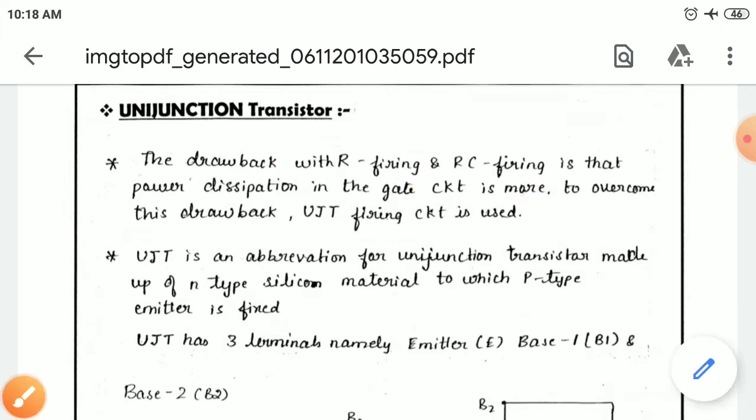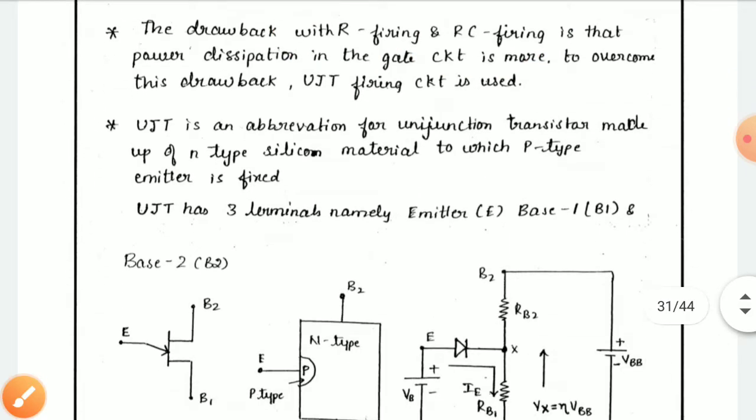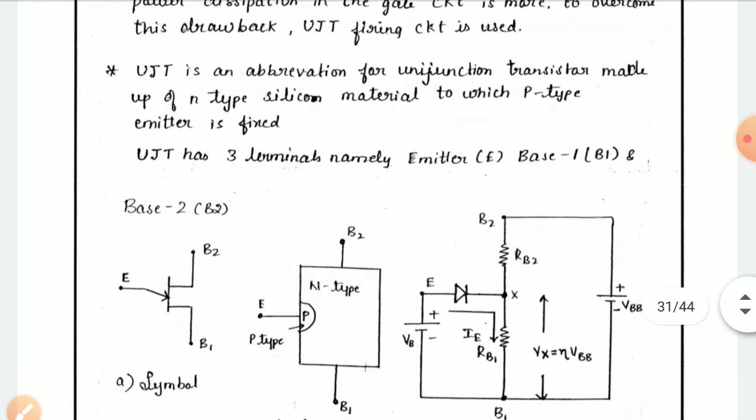UJT is an abbreviation for the unijunction transistor, which is made up of N type silicon material with a P type emitter which is fixed. So UJT has three terminals, namely emitter, base 1 and base 2, that is B1 and B2.